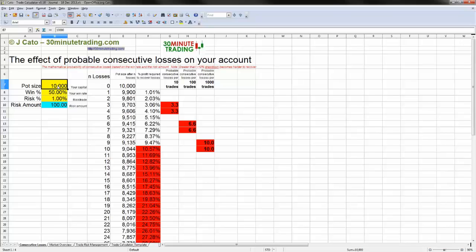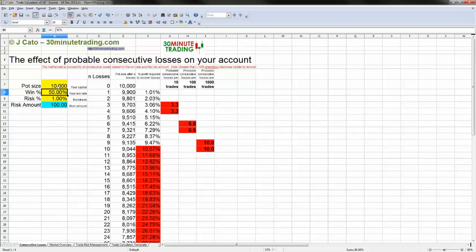Next thing to talk about is win percent. How many trades do you expect to win? Now let's just hypothesize that it's 50-50. If it was 50-50, then that would be almost like random. You're aiming to get a better win rate than that, but at the moment you might as well just put in, let's suppose it was 50-50.